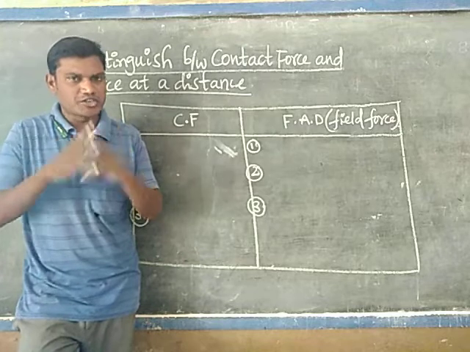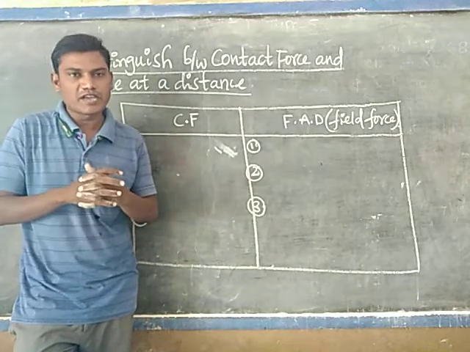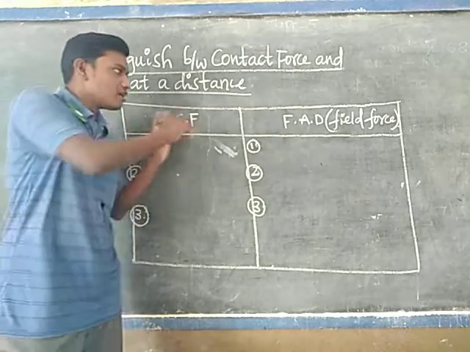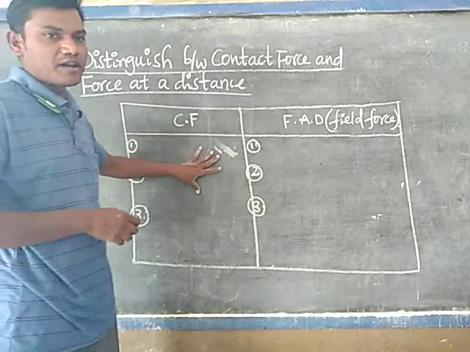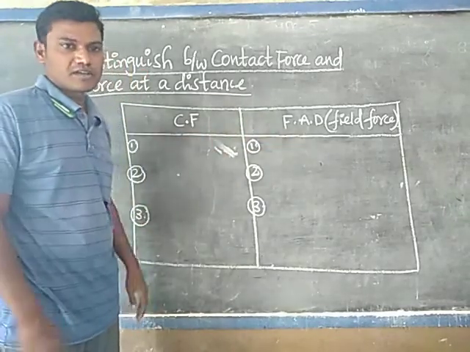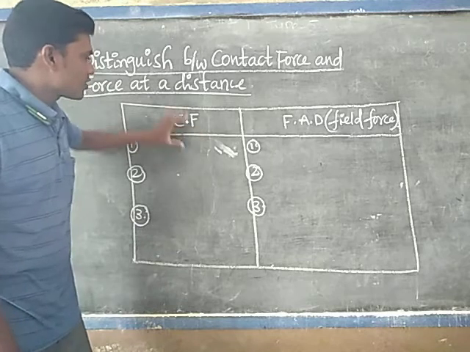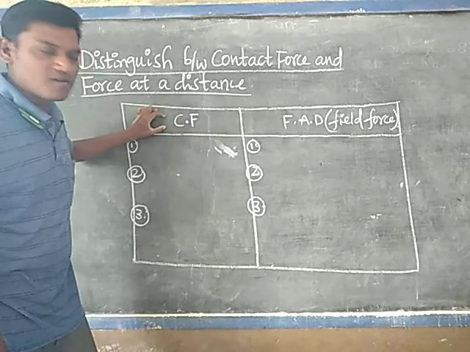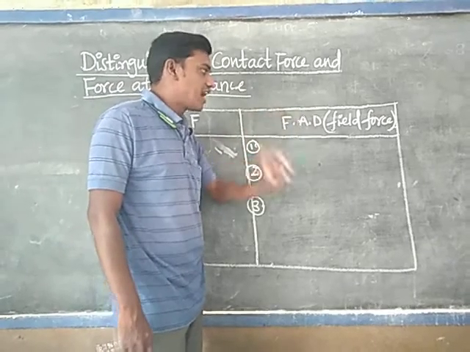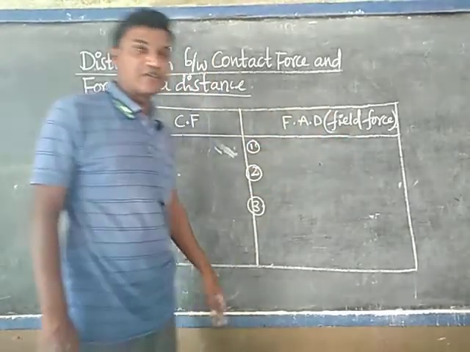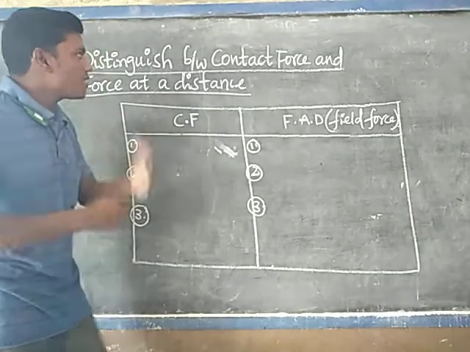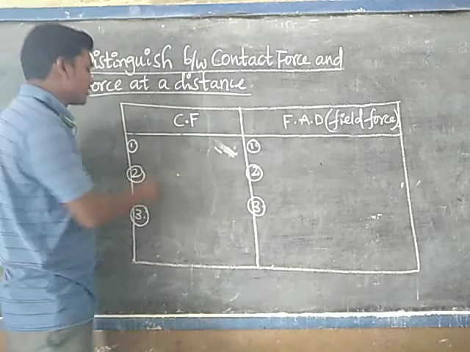Differences are distinguished according to the way the question is framed. You must draw a tabular form like this one, and you must show the comparison or differences. So like this one you can draw. CF means you can write the full form: contact force, and force at a distance, which is also called field force or non-contact force. So how many differences are you observing?